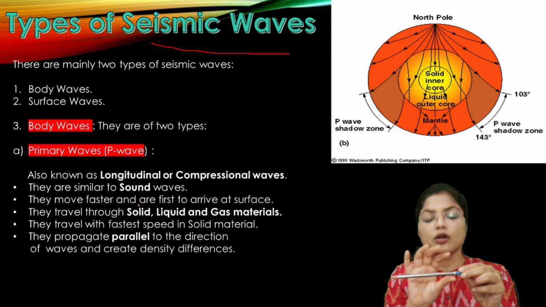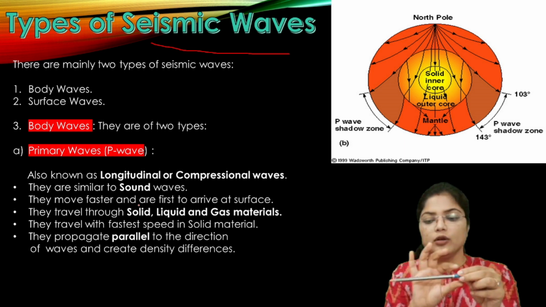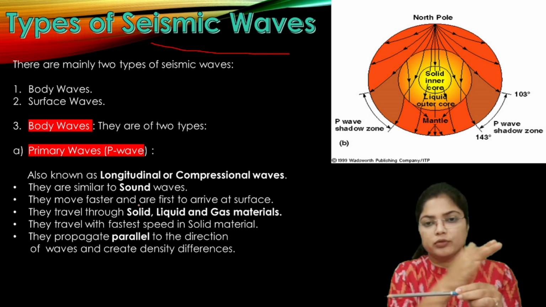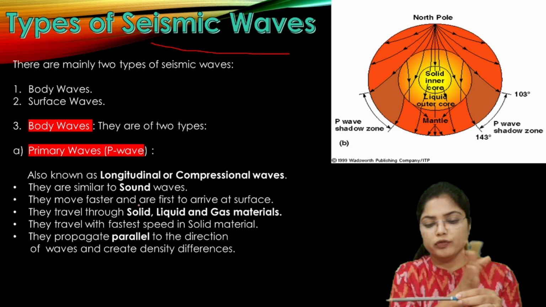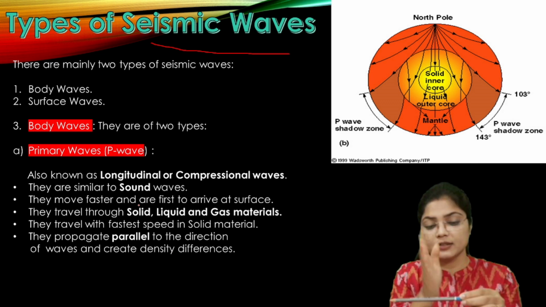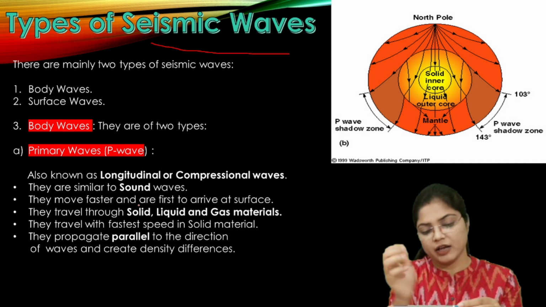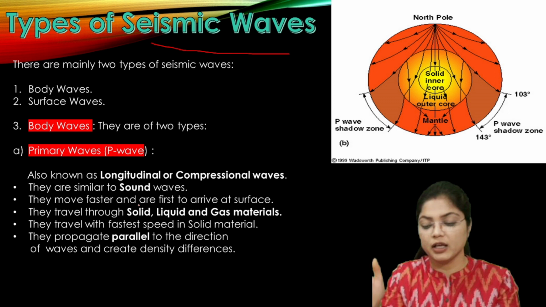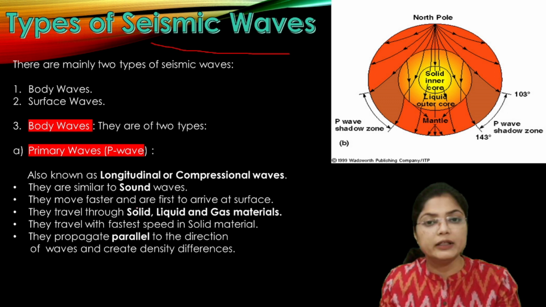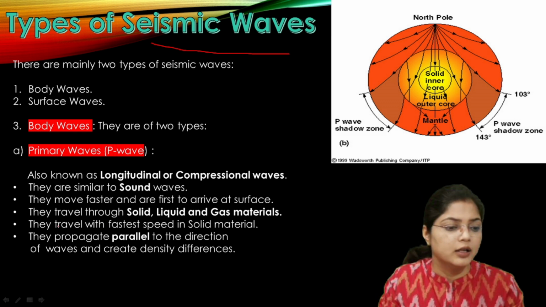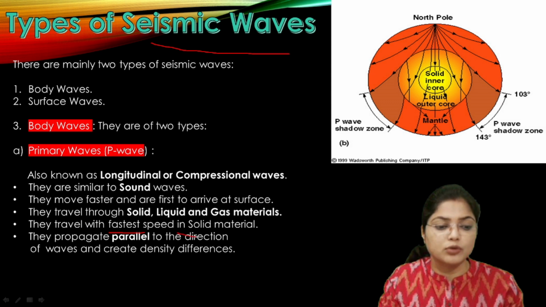Suppose this is the direction or this is the propagation of the rays. Okay, so what happens over here? The primary waves move like this. Okay, that means it is traveling parallel to the direction of the propagation of the ray. And not only this, this is the fastest wave, and it is the first wave which arrives at the surface. They travel through solid, liquid and gaseous material. They travel with fastest speed in solid material.